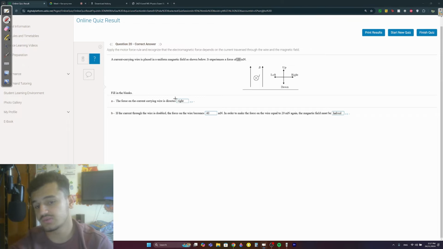So they said the current doubled, so the force is going to become double, which is 40. But they want to keep it 20. So what would you have to do? Remember, F equals I B. So if you double I, but you want to keep the force constant, that means you have to do the opposite of doubling with the magnetic field, which is halving. Okay.